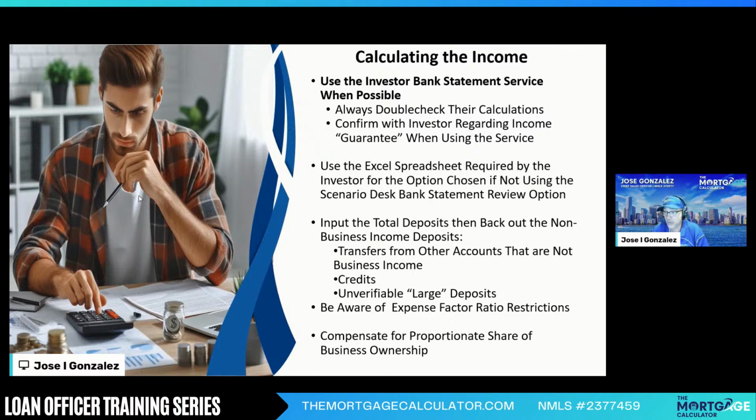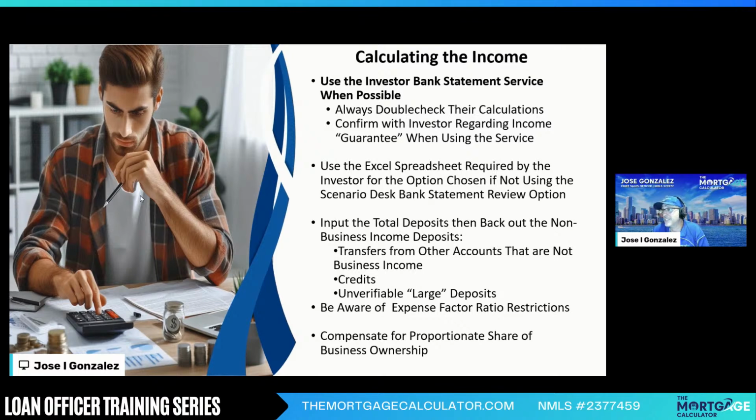Normally, if you stick to it and nothing changes, they'll stick to the income unless the business narrative changes, unless something comes up with the business narrative that's going to change the expense factor. Usually the income has already been calculated, and as long as the large deposits can be documented and the business narrative doesn't change when underwriting reviews, your income is going to stick.